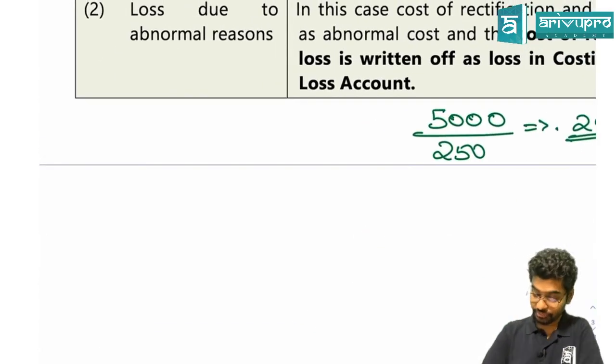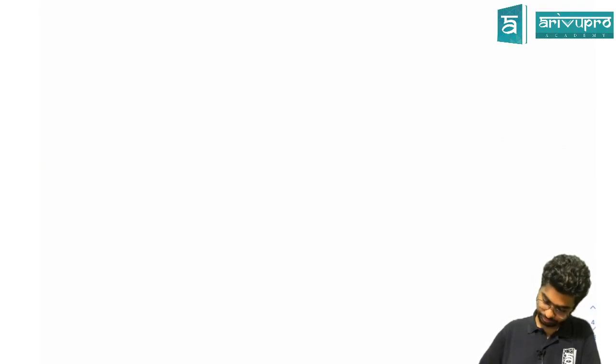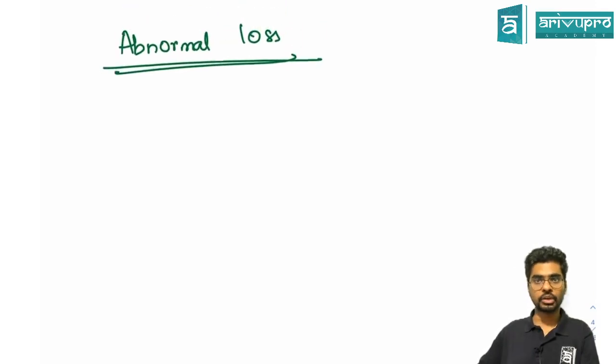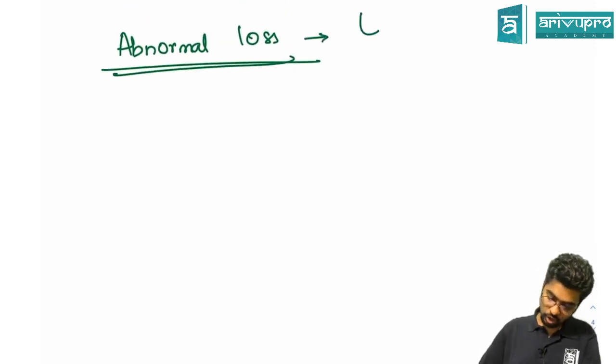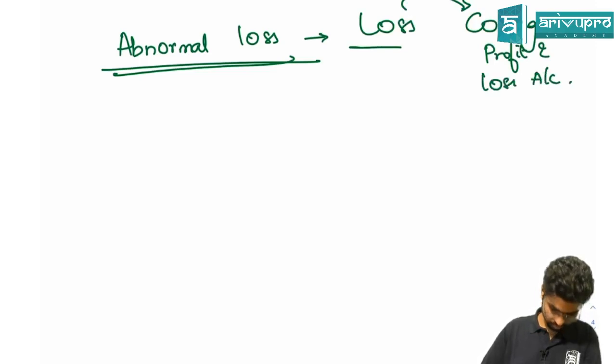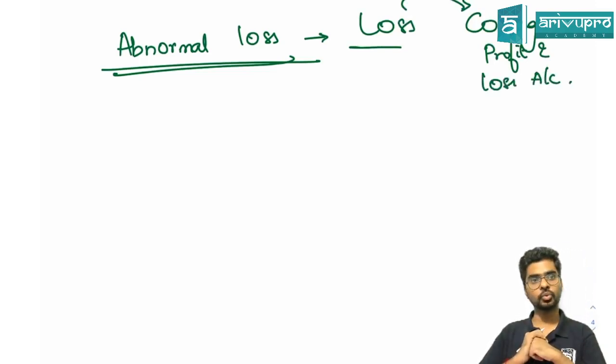Now let me come to the second case. When it is an abnormal loss, the loss will be charged to costing P&L. The loss will be charged to what? Costing P&L. Are you clear?